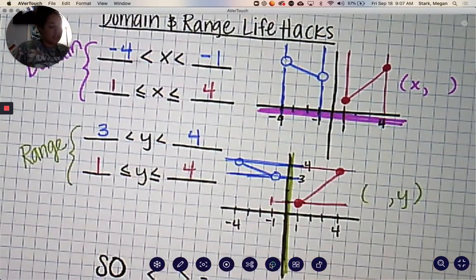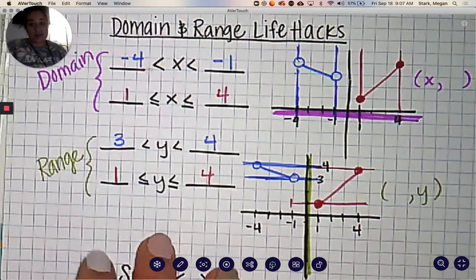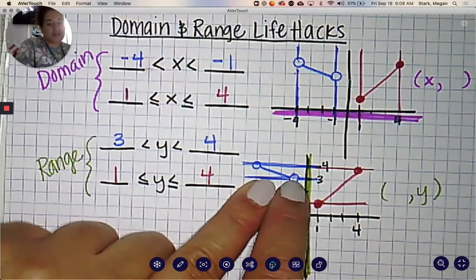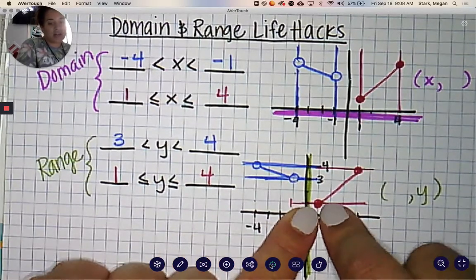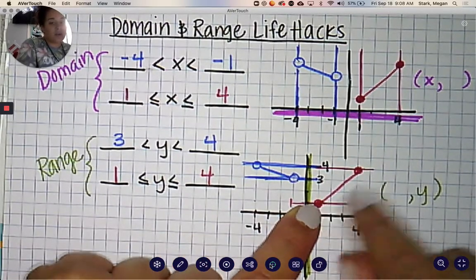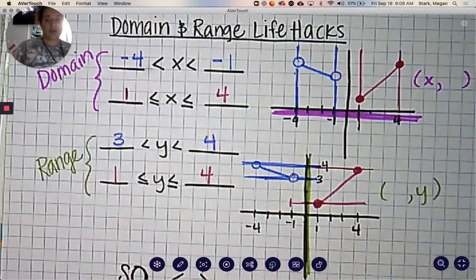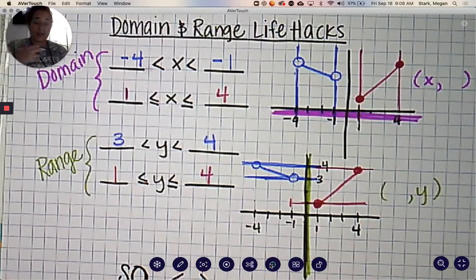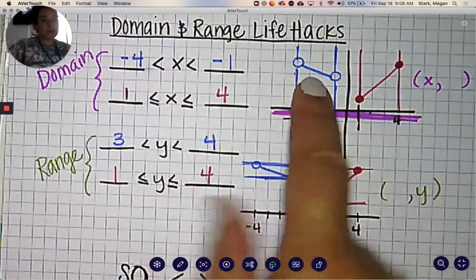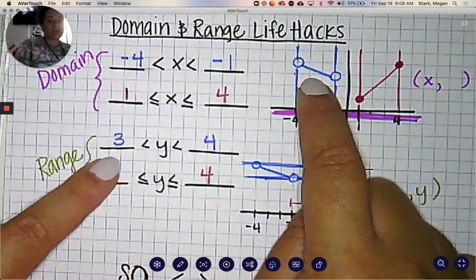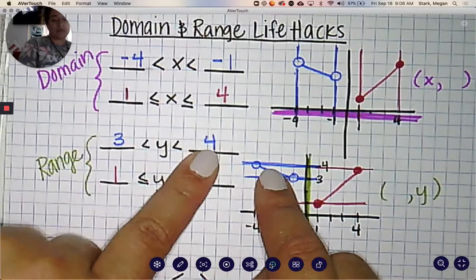For some reason I like the numbers 1 and 4 today, I guess. So our blue graph exists between 3 and 4, and our red graph only exists between 1 and 4. Outside of those horizontal lines, they do not exist. So in terms of domain and range, the domain of the blue graph is from -4 to 1, and the range of the blue graph is from 3 to 4.